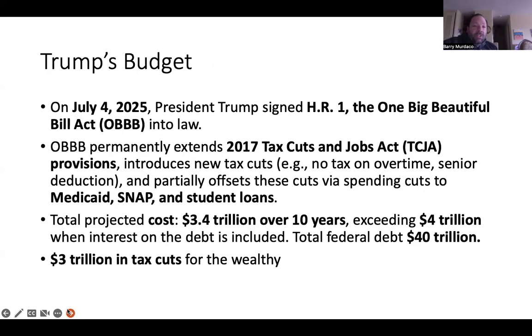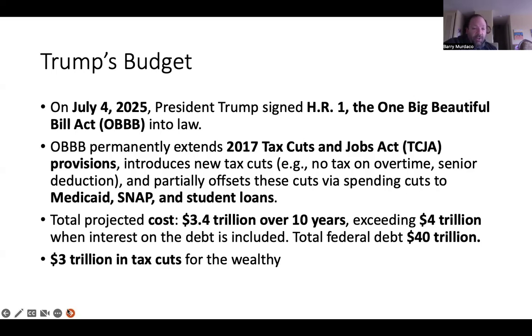Let's talk a little bit about Trump's budget now. On July 4th, Trump signed the One Big Beautiful Bill Act into law. It permanently extends the 2017 Tax Cuts and Jobs Act, introduces new tax cuts, and partially offsets these cuts via spending cuts to Medicaid, SNAP, and student loans. It only partially offsets the cuts. The shrinking of revenue from these tax cuts is even greater than the spending cuts. This will actually drastically expand the government deficit.